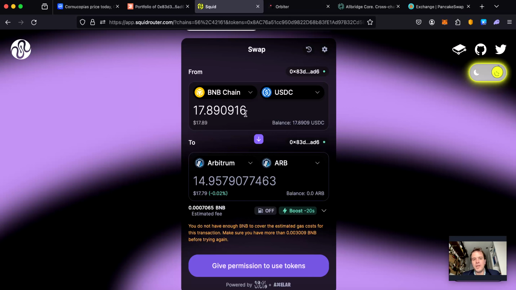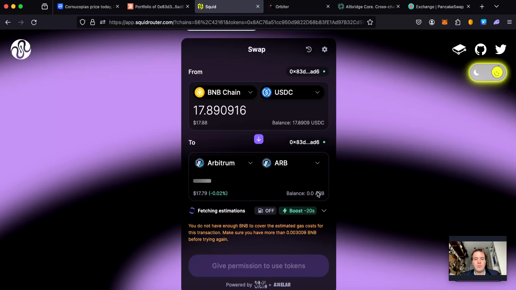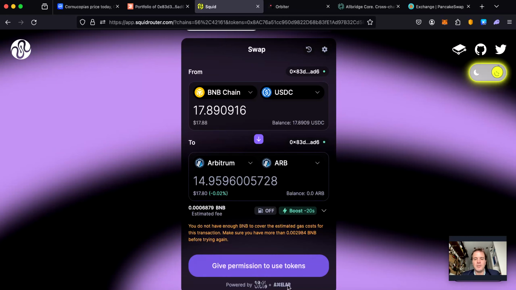Okay, so what I see here is that for my 17 USDC on the Binance Smart Chain, I can use a bridge that will immediately give me 14 Arbitrum, right? And price wise it's okay. Remember to always check your slippage tolerance here, right? Usually it's 0.5 to 1.5%, unless the market is moving very, very quickly. Check your slippage tolerance, okay?